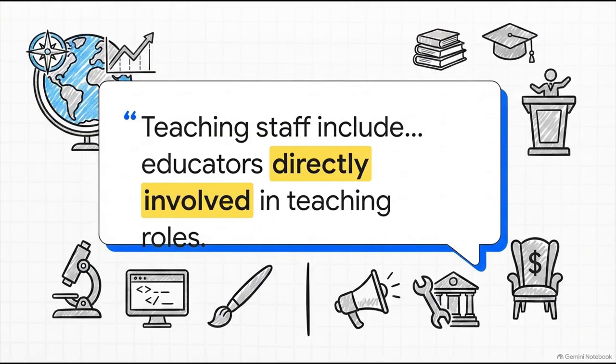So the crucial point is making sure we know exactly who goes into which bucket. According to Note 5 in the standard, quote, teaching staff include any faculty, adjunct and visiting faculty, instructors, and other educators directly involved in teaching roles. It is explicitly tied to the actual act of teaching. Everyone else, from recruiters and marketers to facilities managers and high-level administrators, they all fall into the all other staff category. This strict boundary is a real game changer because it prevents institutions from hiding administrative bloat inside a generic staff headcount.